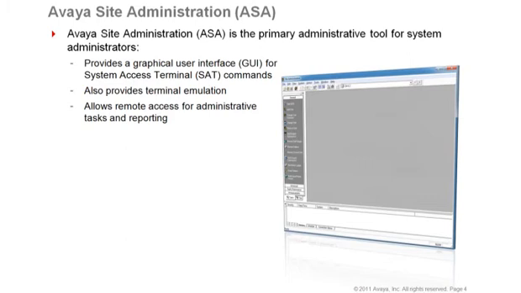Avaya Site Administration, or ASA, is the primary administrative tool for system administrators. It provides a graphical user interface for System Access Terminal commands, in other words called SAT commands. It also provides another format called terminal emulation for troubleshooting functions, and it allows remote access for administrative tasks and reporting.